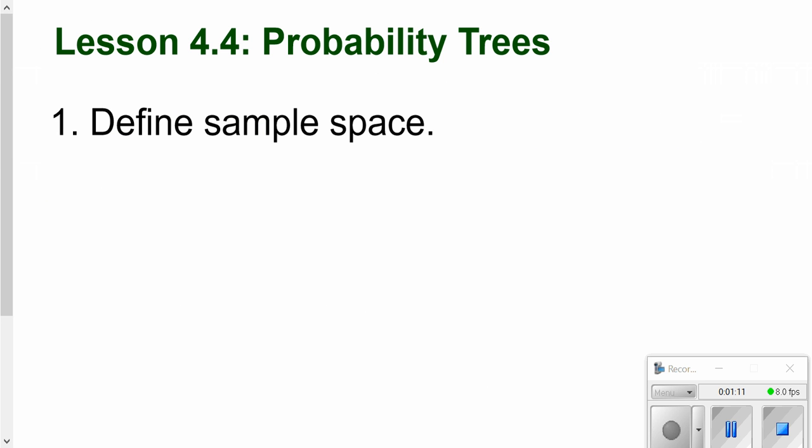So those of you who need to make your own notes, please pause the video, make your own notes, come on back, okay? So our first question is just defining what a sample space is. This has been covered in other lessons, so hopefully this is a review question for you. A sample space is a listing of all of the possible outcomes for a particular event.